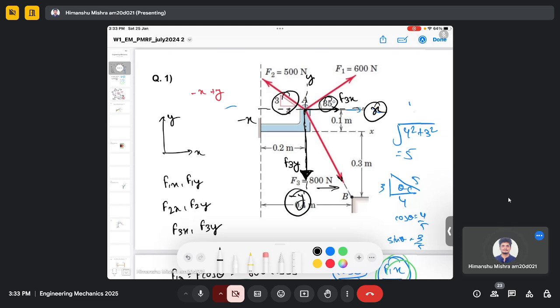Let's say this is my axis, and let's say this is my angle alpha. You can assume any angle alpha here. Basically you can assume alpha from the horizontal direction, or you can assume some angle from the vertical direction. In this case, let's say I assume one angle alpha from the vertical direction, F3y.